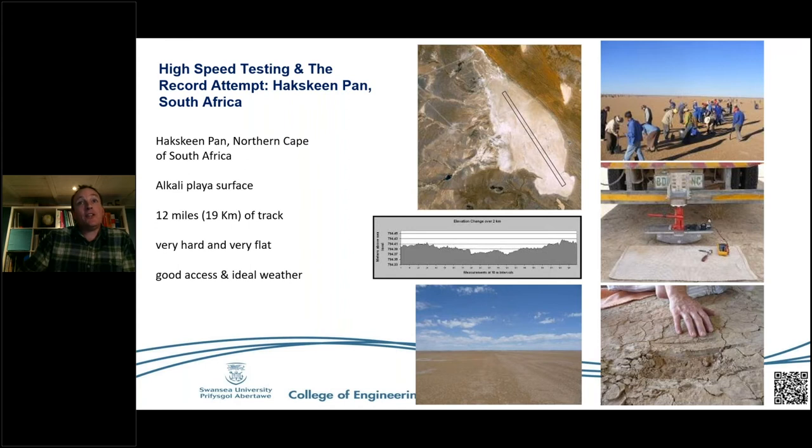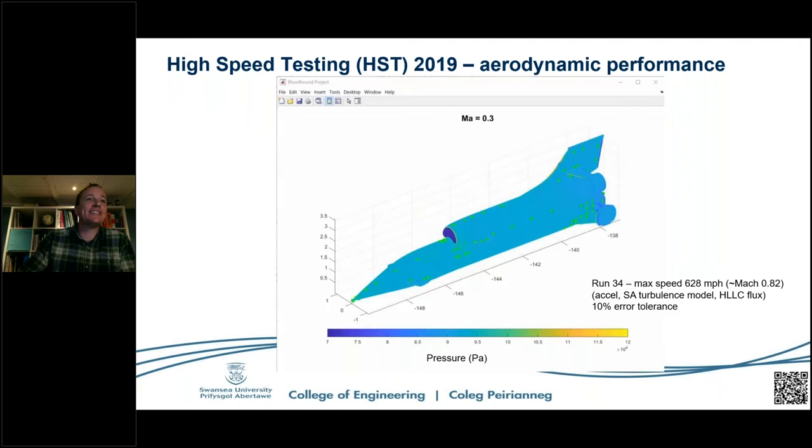So we took the car to Hakskeen Pan, and this is the tail end of 2019. And we started getting data off of the car, which for me obviously was pretty nerve-wracking, having spent a decade saying this is what the car should look like. It is going to stay on the ground. It's not going to take off. We've got the drag down, trust me. And then we had to go and find out whether I was right or not. So we started pulling data off the car.